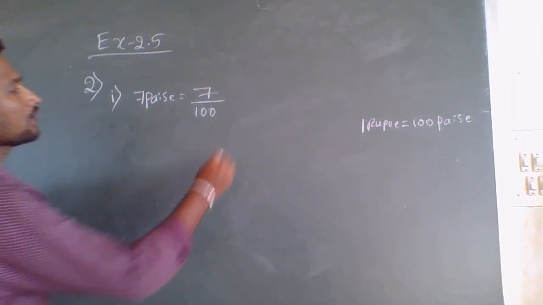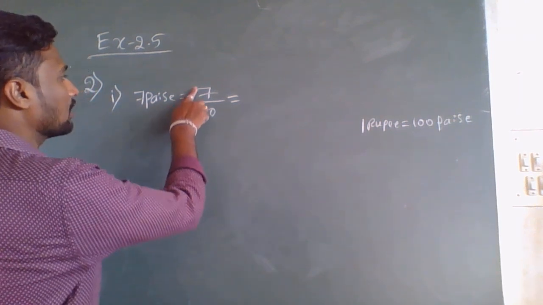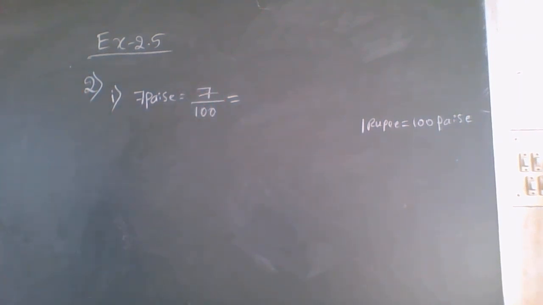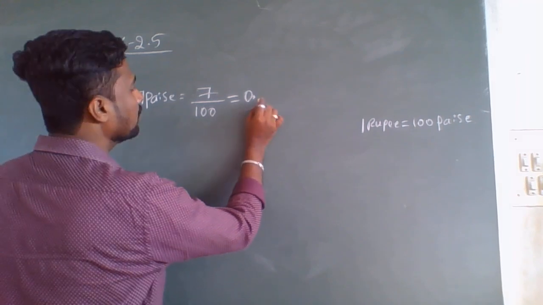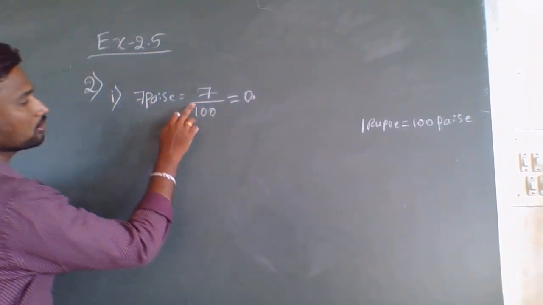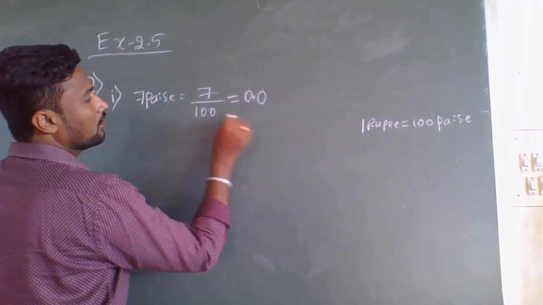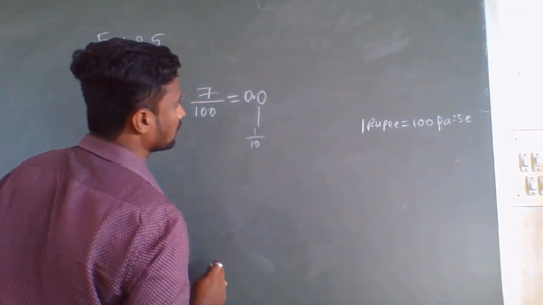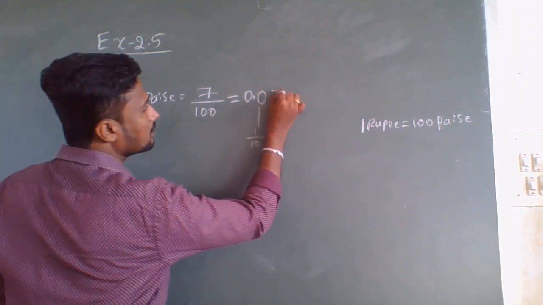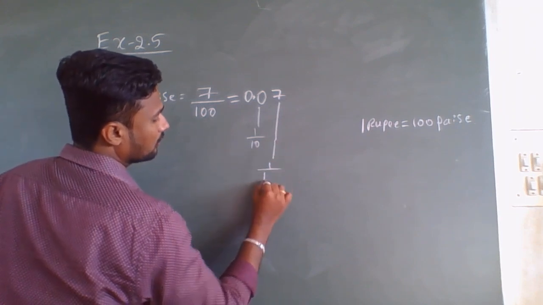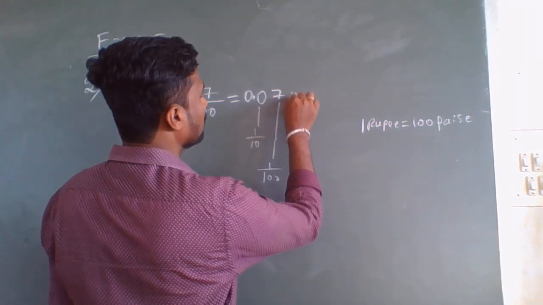Okay, so now how to convert this into a decimal number? 7 by 100 means we should write this 7 in the 1 by 100th position. Okay, so now after the decimal point, the first digit is the 1 by 10 position. So here we should write this 7 in the 1 by 100th position. So first I will write one 0 and this is the 1 by 10 position. You all know this. Next, after this, in the 1 by 100th position we should write 7. So here we can write 7. So 7 paise equals 0.07 rupee.